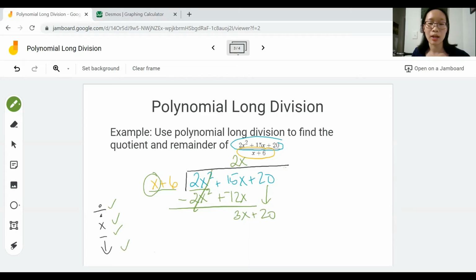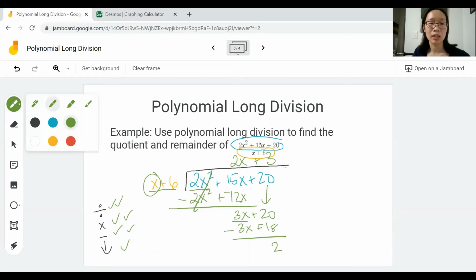How many times does x go into 3x? It goes 3 times. 3 times x is 3x. 3 times 6 is 18. And then I subtract. And that leaves me with 2. I have nothing else to bring down, so then my remainder is 2. And I'm going to write this as a fraction over my divisor, which is x plus 6. And this is positive. If I want to know if I've done this correctly, I can multiply it back out.